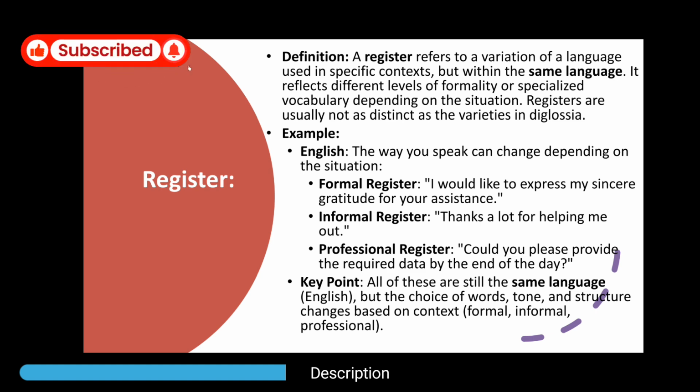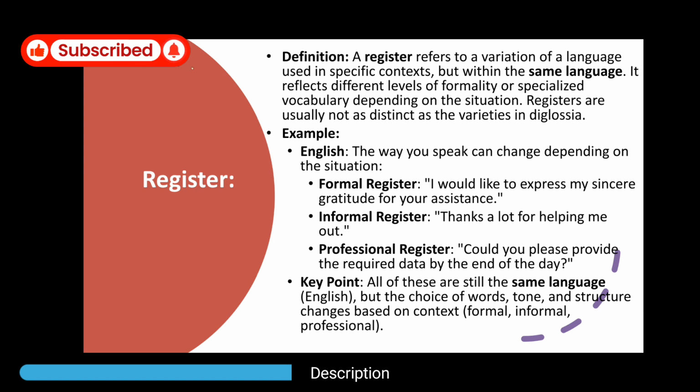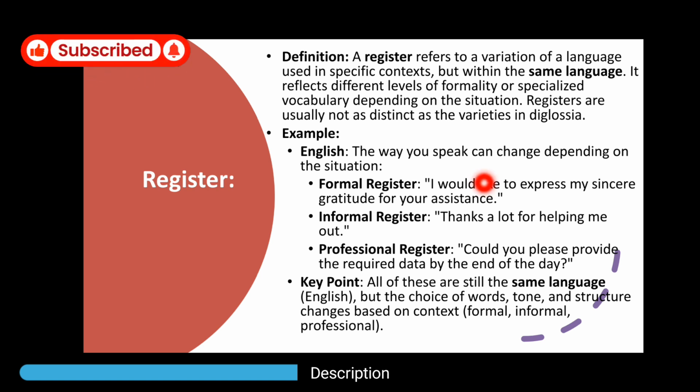Fine. Or you're sitting at home with your sister, brothers, and suddenly, abruptly, your father enters the room. So you switch again your style, your tone, from informal to formal, because the situation changes. So variation is there, but not as great as we have in diglossia. So the way you speak can change depending on the situation.